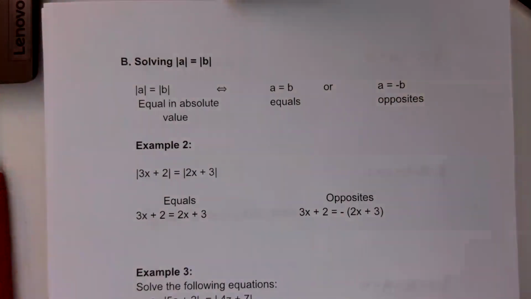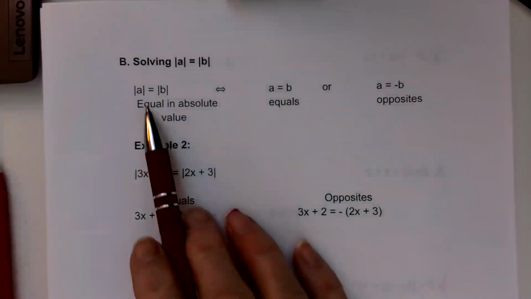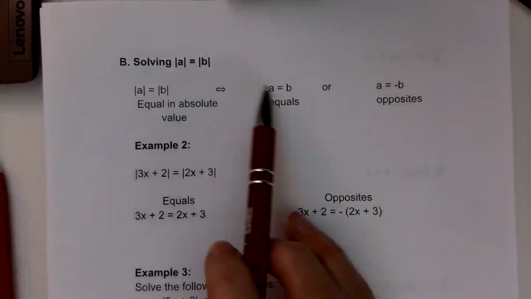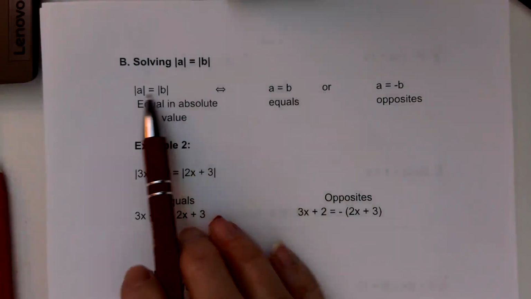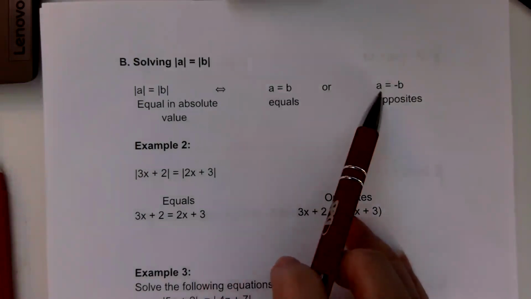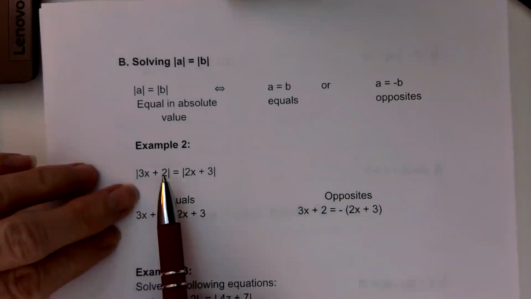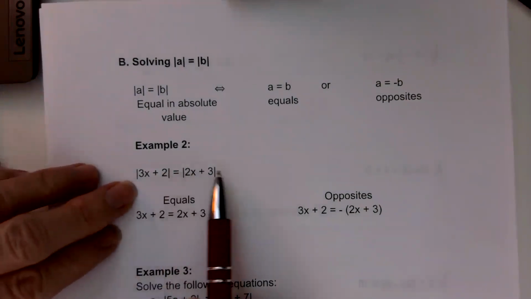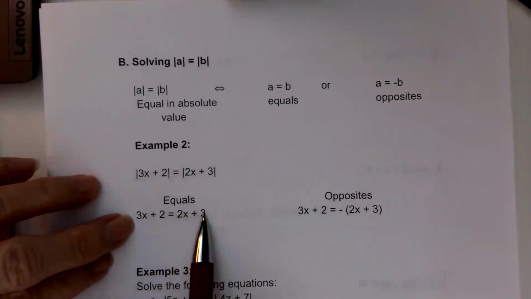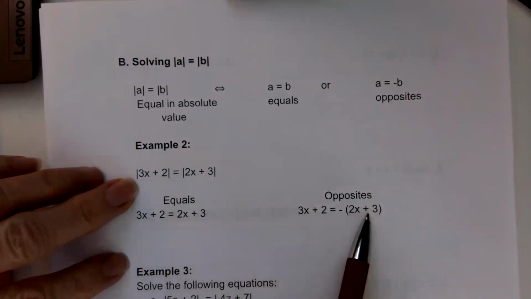Then there is one last little piece. It's when an absolute value is set equal to an absolute value. If that happens, then we do these two things. We take the expression of A is equal to the positive expression of B, or the expression of A is equal to the negative of B. So they equal or the opposites equal. For example, the absolute value of 3x plus 2 equals the absolute value of 2x plus 3. So either their insides equal as is, or the inside of A equals the opposite of the inside of B.